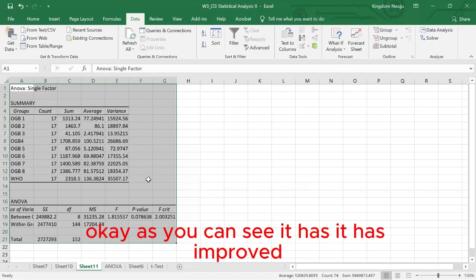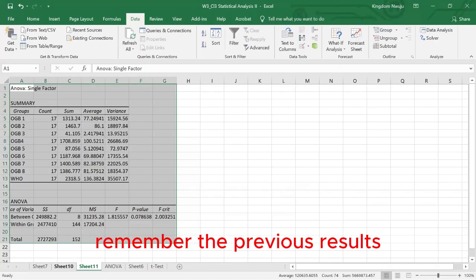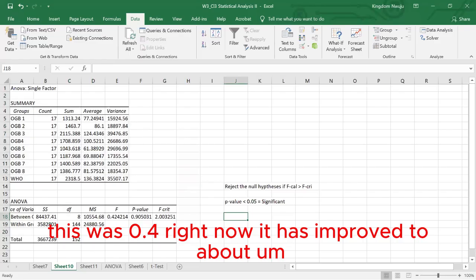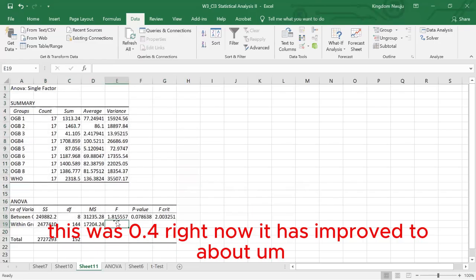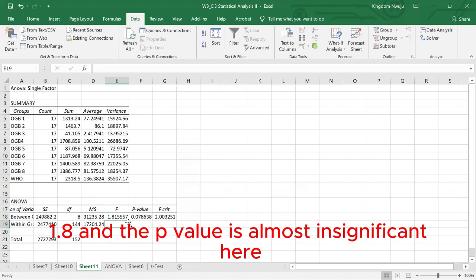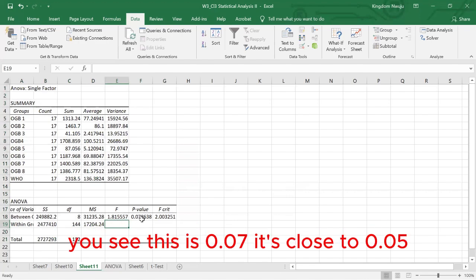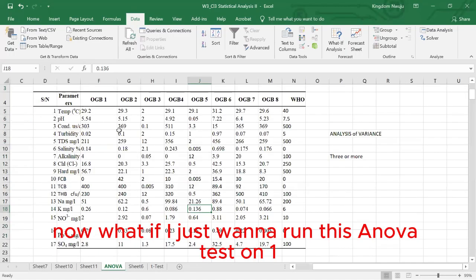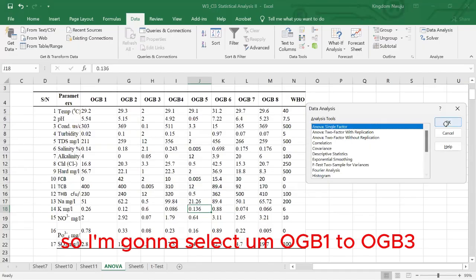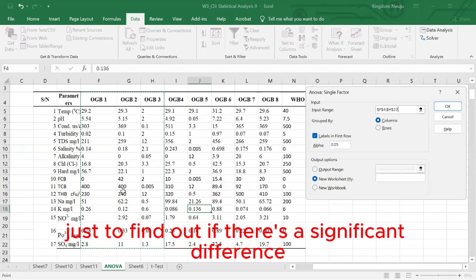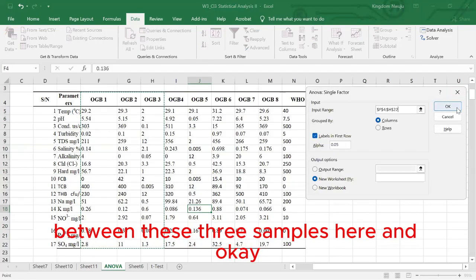Okay, as you can see, it has improved. Remember the previous results? This was 0.4. Right now, it has improved to about 1.8. And the p-value is almost insignificant here. See, this is 0.07. It's close to 0.05. Now, what if I just want to run this ANOVA test on 1, 2, and 3 only? So I'm going to select OGB1 to OGB3 just to find out if there's a significant difference between these 3 samples here. And okay.